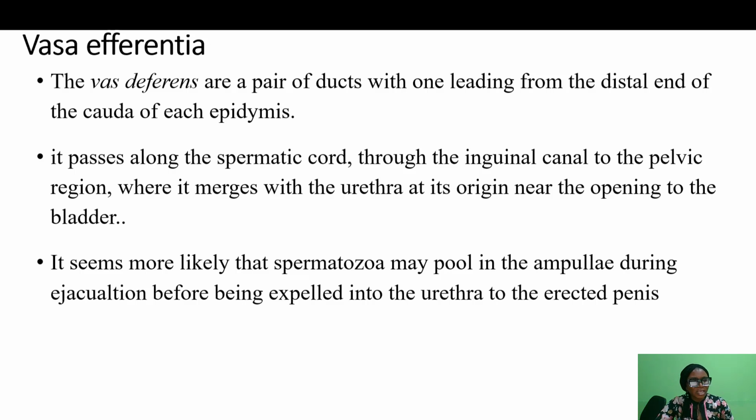Okay, let's continue. Now, the vas deferens passes along the spermatic cord through the inguinal canal to the pelvic region, near the opening of the bladder. It seems likely that spermatozoa may pool at the ampullae during ejaculation. Sperm cells might gather close to the ampullae, which is one of the accessory glands, before being expelled through the urethra, then through the erect penis and out.